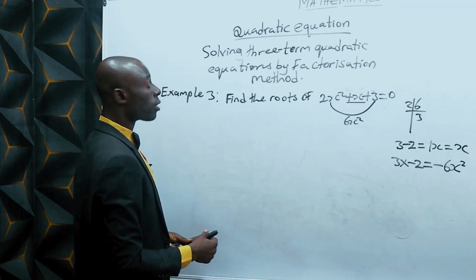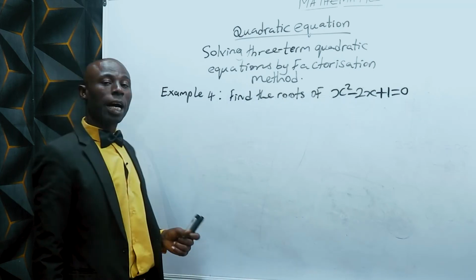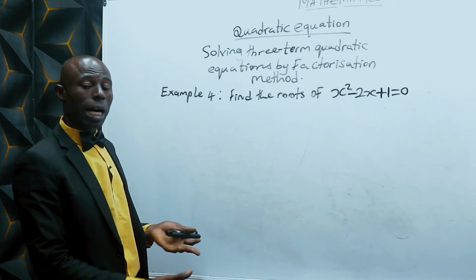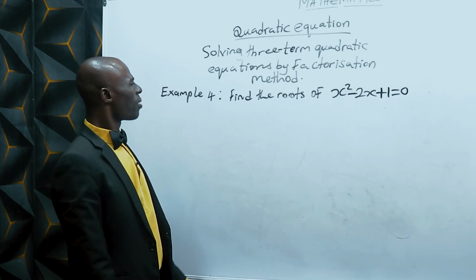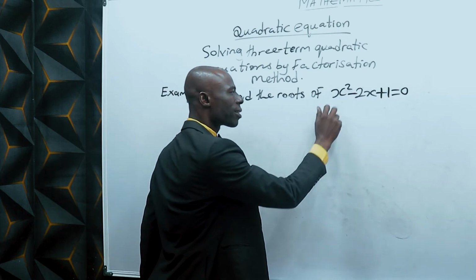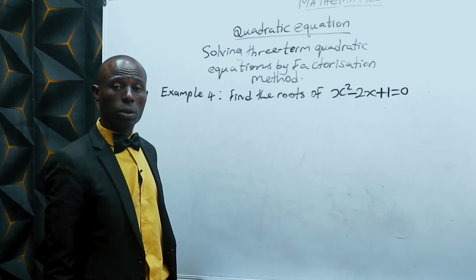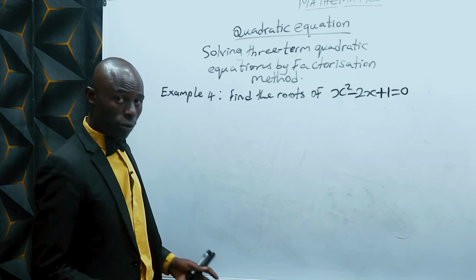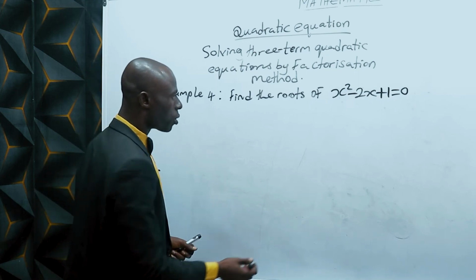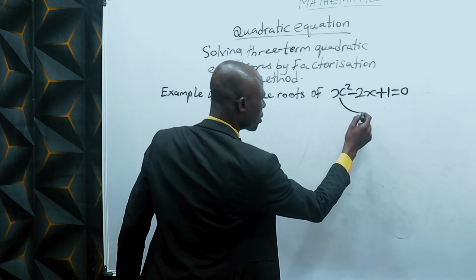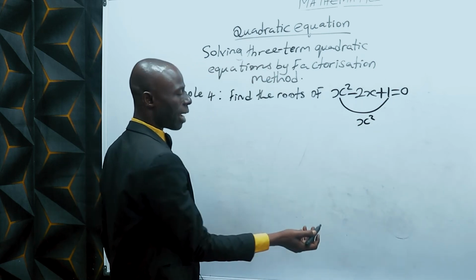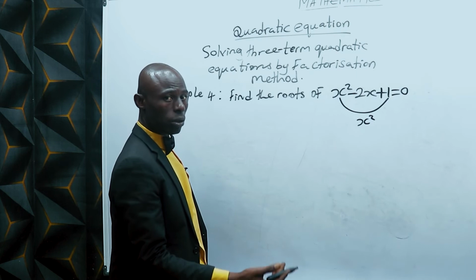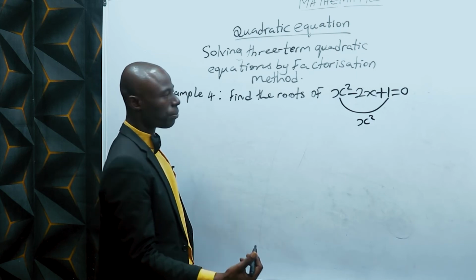So let's go to example 4. Now, the last example I am giving you for today on this. Find the root of x squared minus 2x plus 1 equals 0. By now, everybody should be able to do that, but let's do it together. Multiply the first and last term together, that gives you x squared. If you write 1x squared, there's no crime, but it shows that you are an amateur.